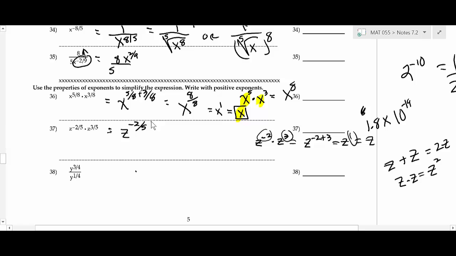So we're going to do negative 2/5 plus 3/5. So that will be z to what power? 1/5. Problem done. You don't have to do anything with that either, because the directions to the problem say just write the answer so it has positive exponents. You don't have to change that into a radical like a 5th root. That's all you do. Okay?